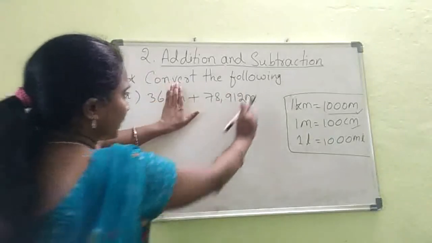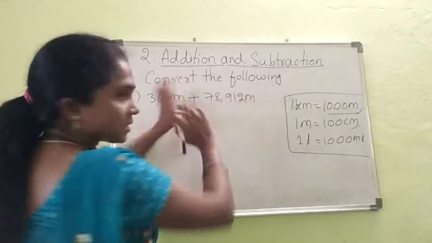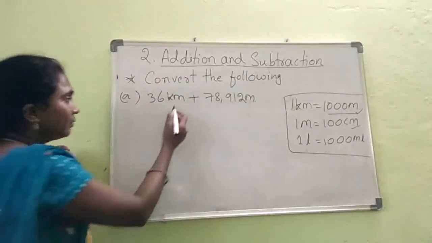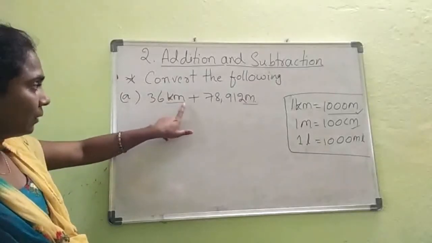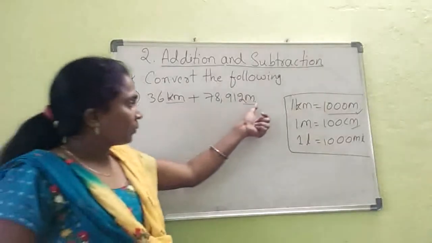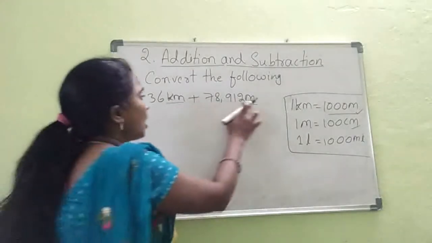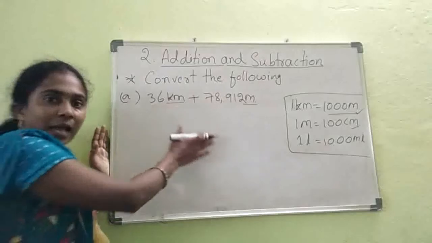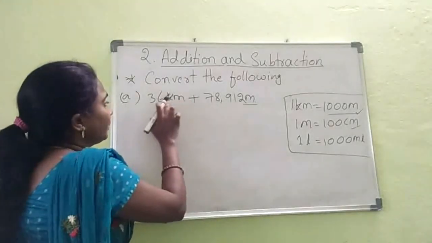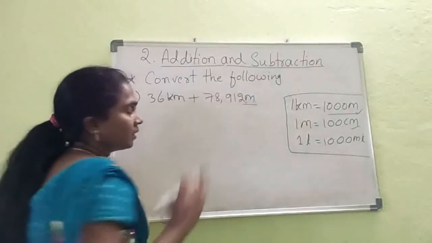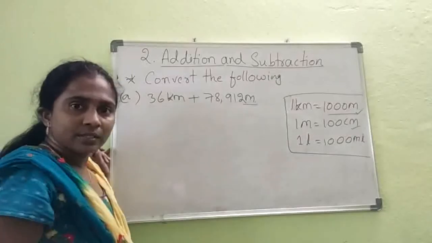If kilometer and meter units were not there, then in that case you could add these two numbers directly, right? But here we have different units. Here we have the value in kilometers, and here the value is given in meters. These two are different units, so we can't add directly, right? Now you need to convert these kilometers into meters. After that, you can add both the numbers, right?